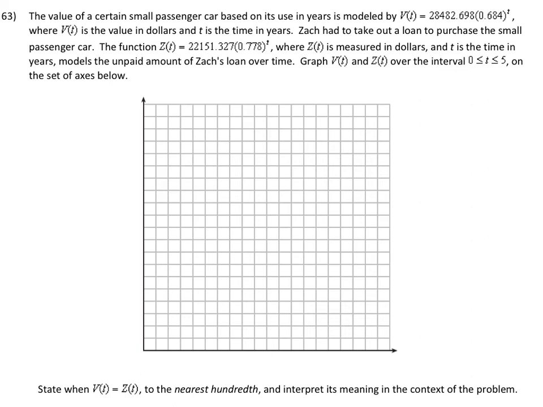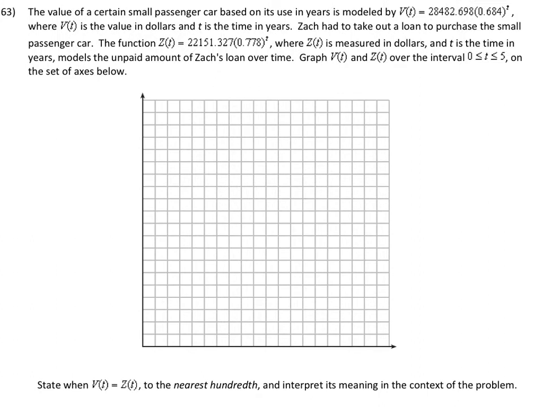Okay, so now if everyone can turn to number 63 and just read the question on your own, and when you're done reading it, just hit play and we'll talk about it. Okay, so basically we're given two different functions here. V of t represents the value in dollars of the car after t years. And then z of t is measured in dollars, and it's the unpaid amount on Zach's loan over time. So what they want us to do is graph v of t and z of t over this interval where t is between 0 and 5.